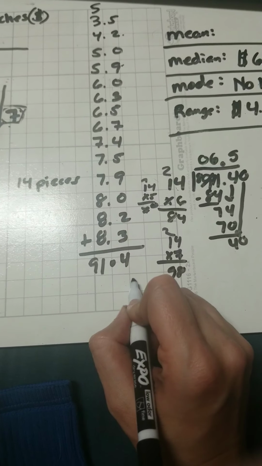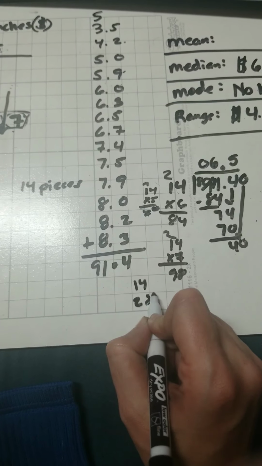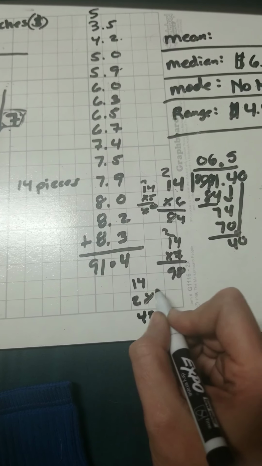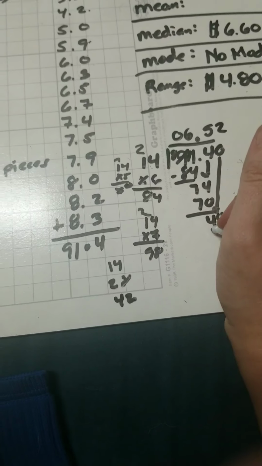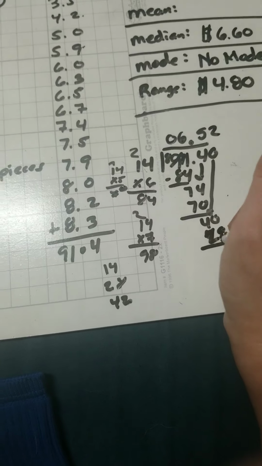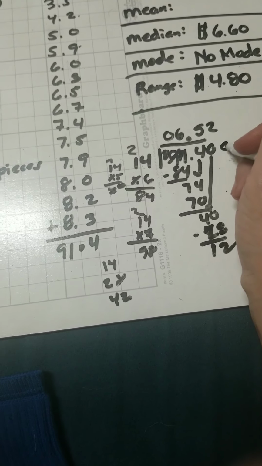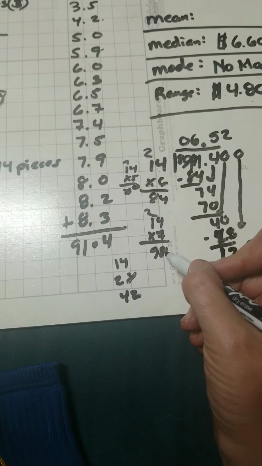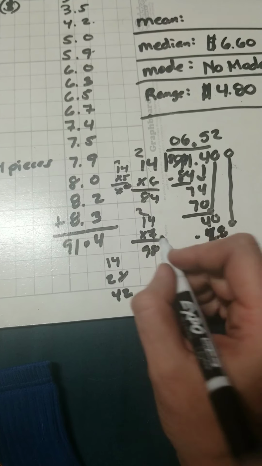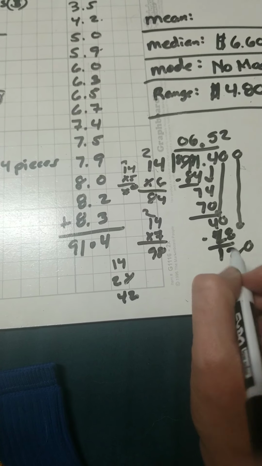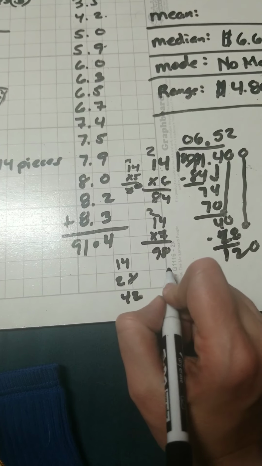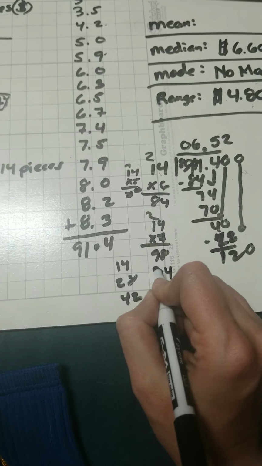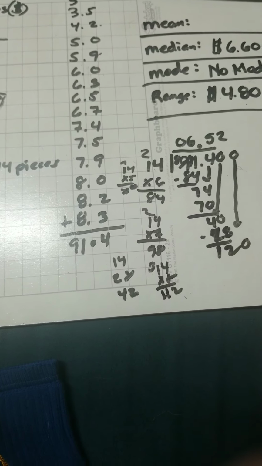So 14 times 1 is 14. 14 times 2 is 28. 14 times 3 is 42. So that's too much, so I'm going to go back to the 2. 40 minus 28 is 12. I'm going to add a 0, and I'm going to bring that down. So I know that 14 times 7 is 98, so it has to be greater than that. 14 times 10 is 140, so it has to be less than 10. So I'm going to go with, let's go with 8 and see what happens. 2, 3, 8, 9, 10, 11. So that's 112.